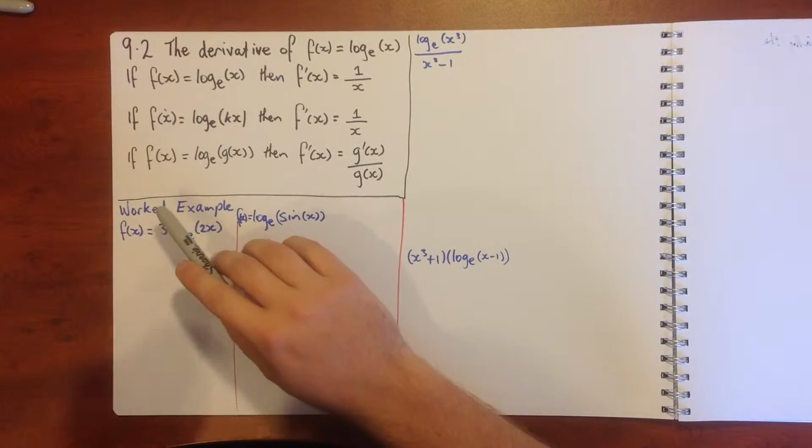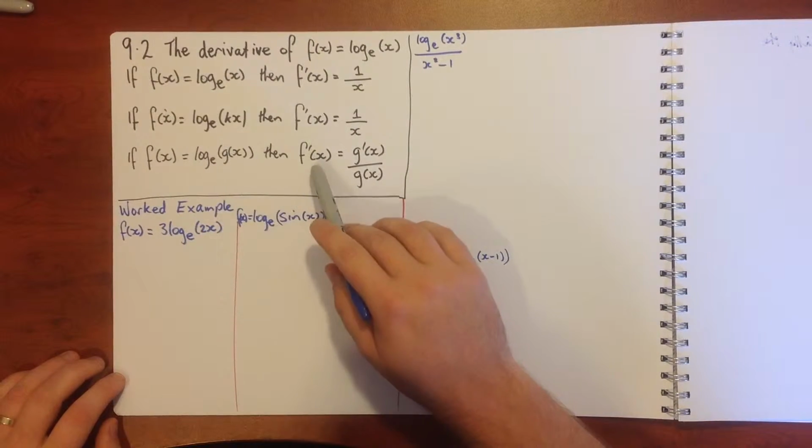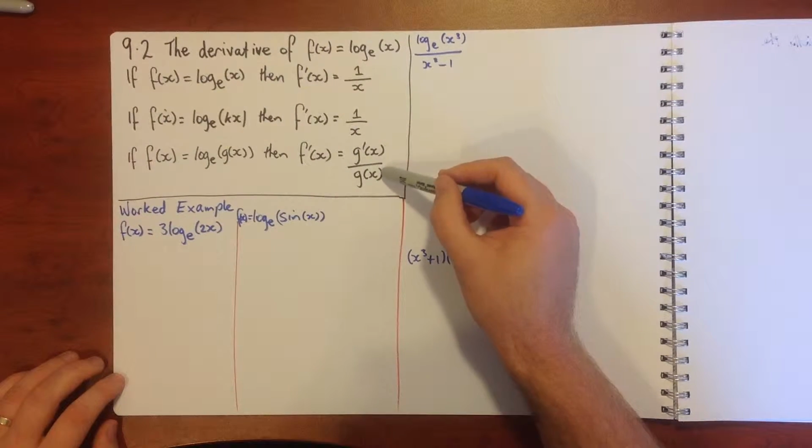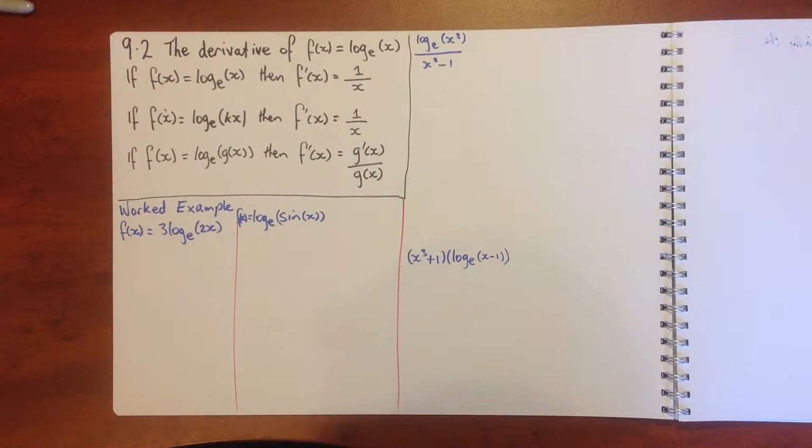And lastly, if f of x equals log to the base e of g of x, then f dash of x equals g dash of x on g of x, which you'd find from doing the chain rule. So we're going to have a look at a couple of worked examples here.